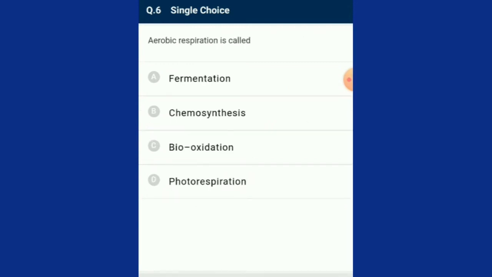Question number 6. Aerobic respiration is called. Respiration uses oxygen and completely oxidizes organic food, mainly carbohydrates, to carbon dioxide and water. Therefore, it releases the entire energy available in glucose. It is divided into two phases, glycolysis and aerobic oxidation of pyruvic acid. Because it takes place in living beings, that means biological matter, it is called the bio-oxidation process. So the answer is option C, bio-oxidation.